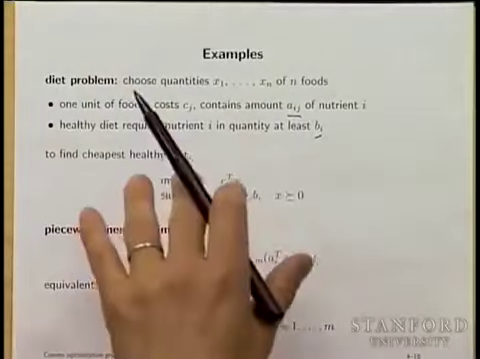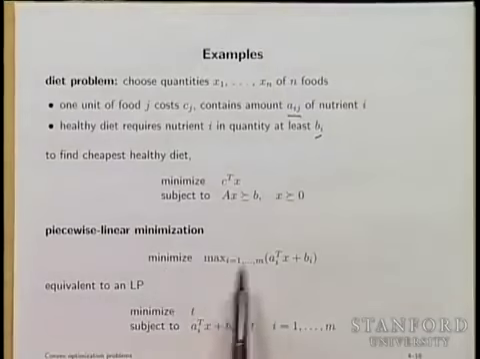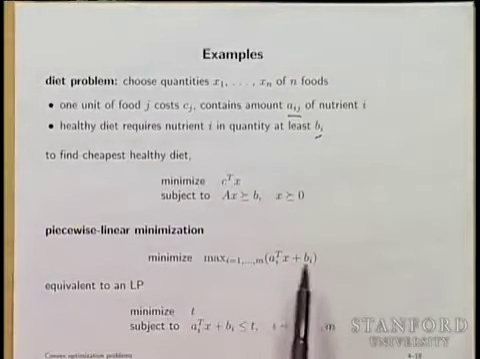And of course, it doesn't take much to realize it's a fairly poor model. It assumes these things sort of add linearly, which might not be the case. Could I impose an upper bound on the amount of a nutrient or something like that? Of course I could, and it would still be a linear program and so on. But this is just for historical reasons. It's sort of the first one you would hear about. Okay, here's one. Piecewise linear minimization. So you want to minimize the maximum of a bunch of affine functions.